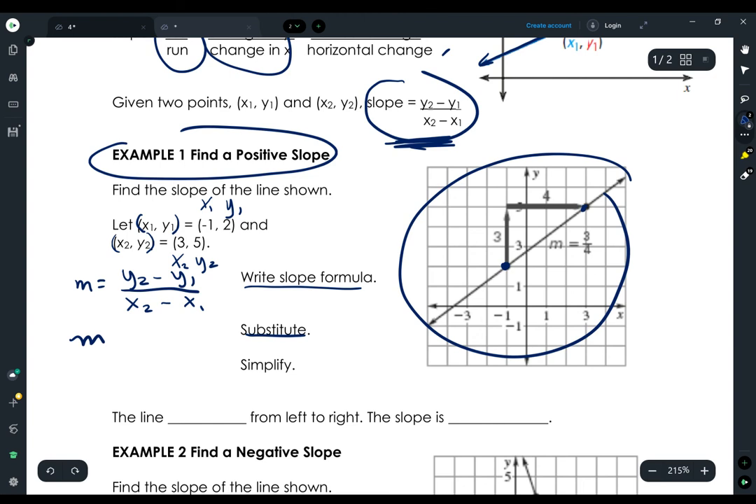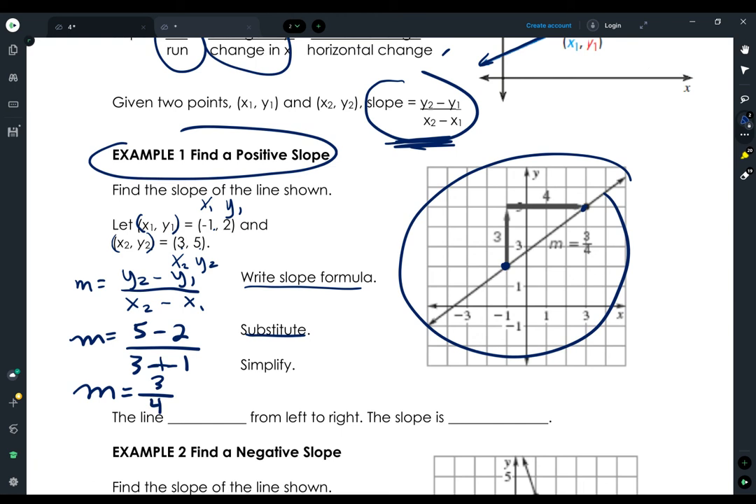Now I'm going to go ahead and grab numbers from the problem. That's going to be 5 minus 2. x2 minus x1, my x2 is 3, my x1 is negative 1. So 3 minus negative 1. Then I need to simplify this down. 5 minus 2 is 3. 3 minus negative 1 means 3 plus 1, and that's 4. So 3/4 is my slope.